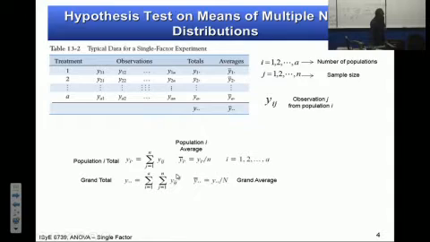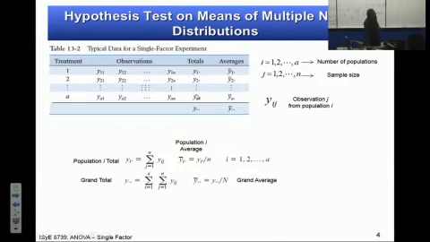Another set of notations: when we do the row summation, we denote it with Y, that row, dot. For example, this one would be Y1 dot. This one would be Ya dot. And the averages are Y bar 1 dot. The grand total, which means the summation of all numbers, is Y dot dot. And the grand average is Y bar dot dot. We are going to use this notation later.